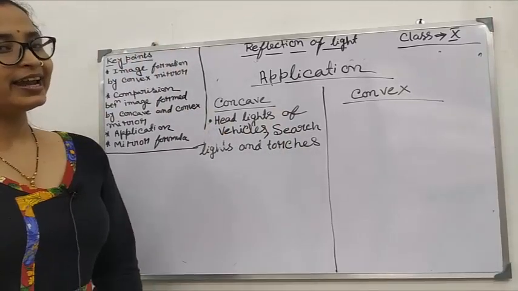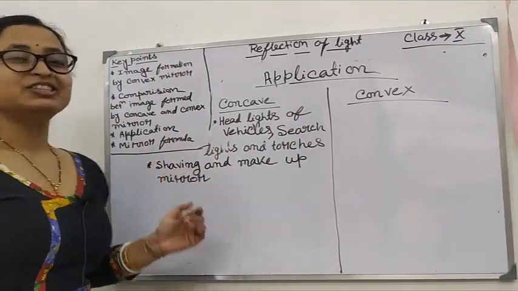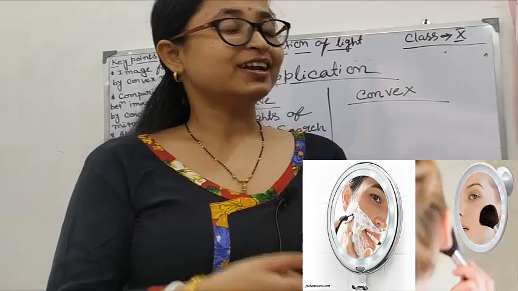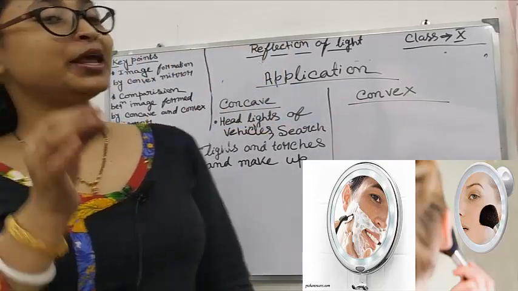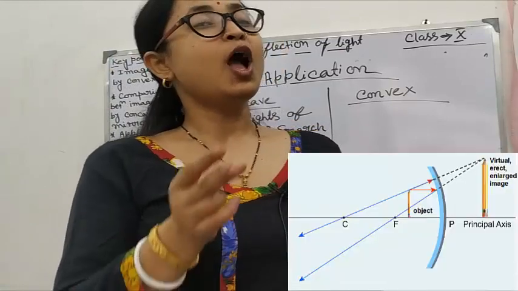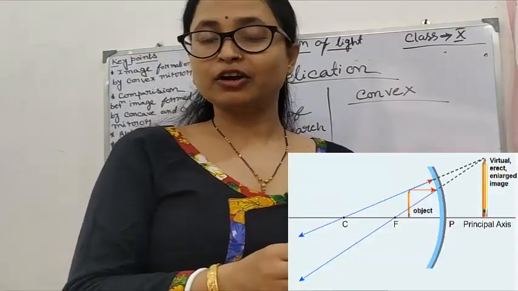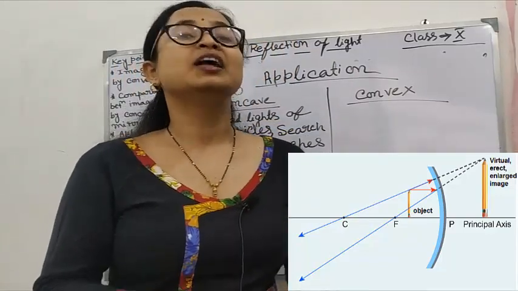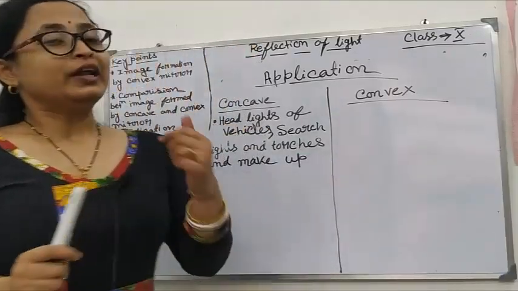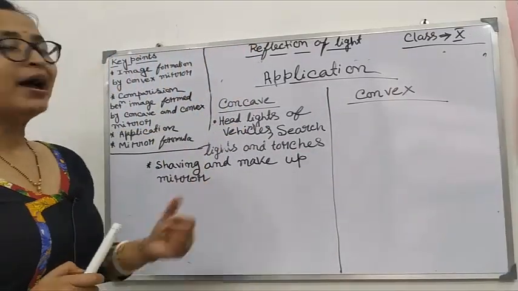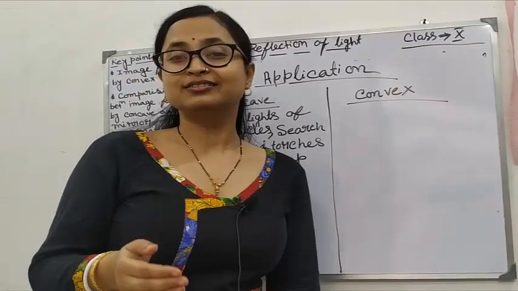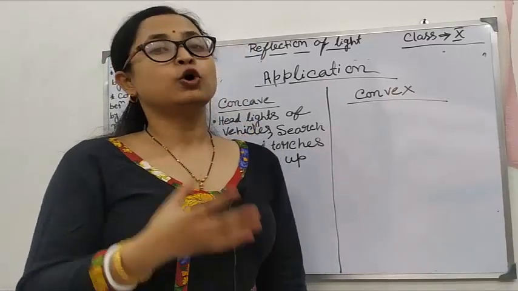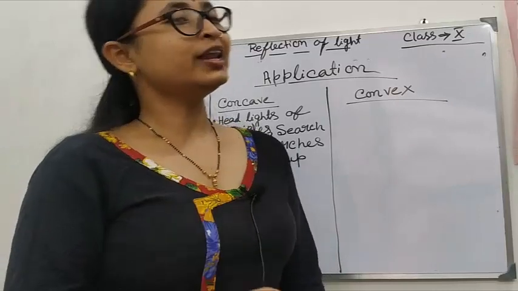Now let us learn the next application. Concave mirror is also used as a shaving and makeup mirror. What property is used here? As you know, whenever we place the object in between pole and focus point of a concave mirror, then it will give a virtual, erect and magnified image. So by using this property, men can use concave mirror during their shaving in order to see the erect image of their face, which will be enlarged. As a result, it will help them.